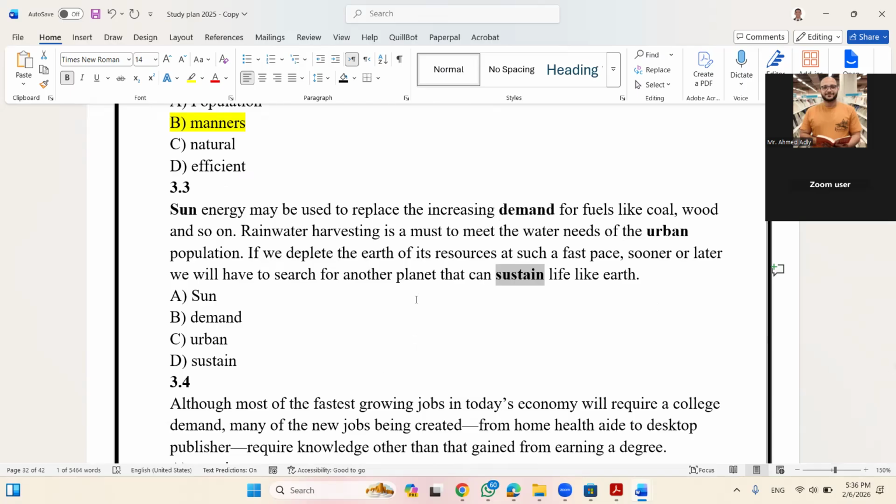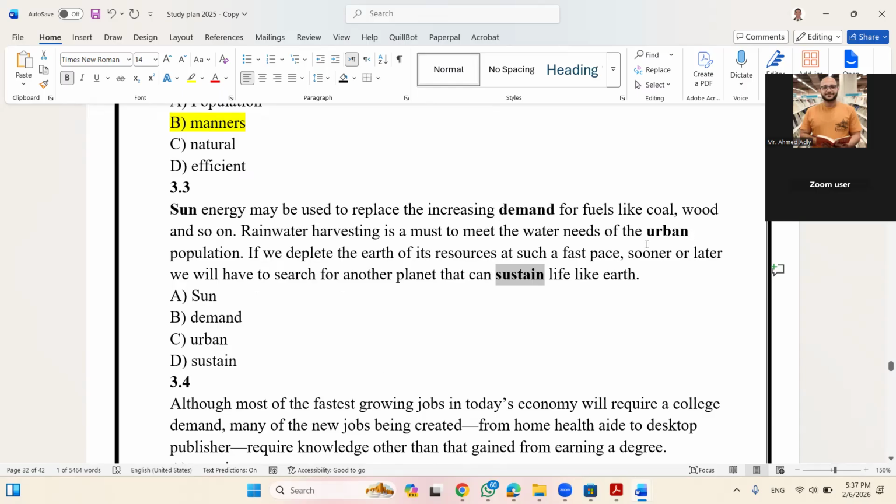Urban, or okay, sustainable. What do you want to replace it with? Of the human population. Human population. Now, this is urban population. It's about people living in the city. So we need rainwater harvesting, using rainwater, is a must to meet the water needs of the urban population. Of course, people in the city need a lot of water.